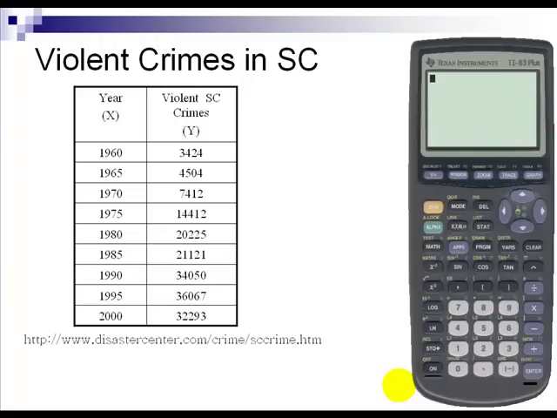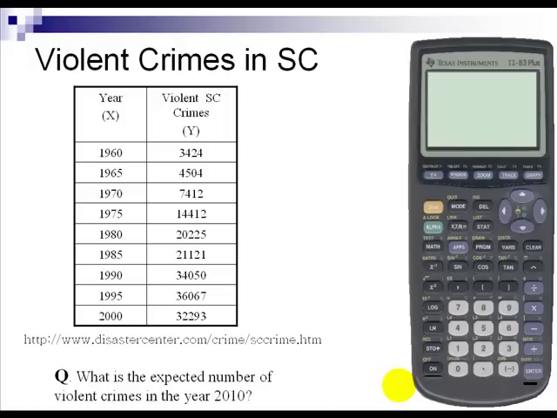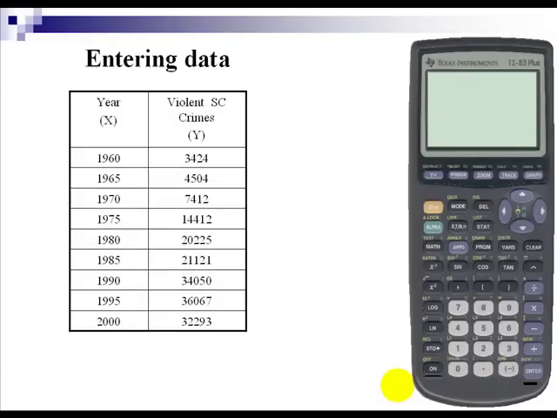Here we're given a number of violent crimes in South Carolina from the year 1960 to the year 2000 in 5-year intervals, and this is actual data taken from the disaster center. And we're posed a question: what is the expected number of violent crimes in the year 2010? In order to answer this question, we must first enter the data into the calculator.